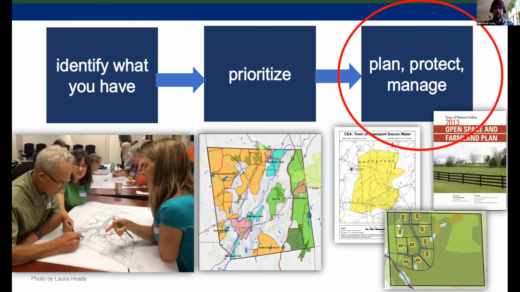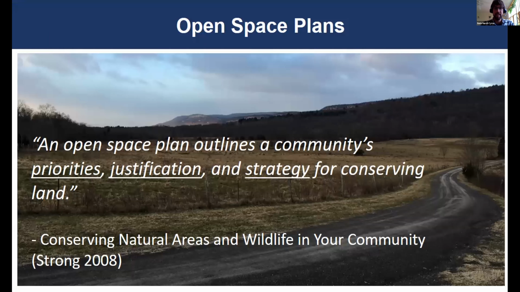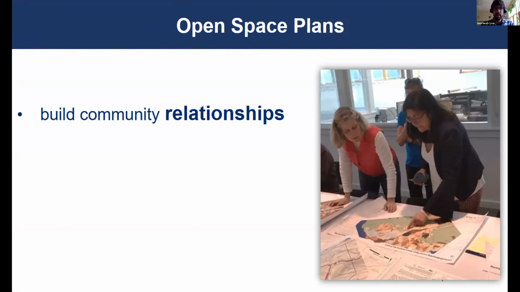And finally, we end at planning and management. An open space plan is one of those things that provides priorities, justification, and strategy for conservation. It often isn't as specific as an open space inventory. It can have specific parcels, but it's more about the strategy, the broad priorities. So maybe like large nondescript areas. It really just sets the vision for the future of that community.